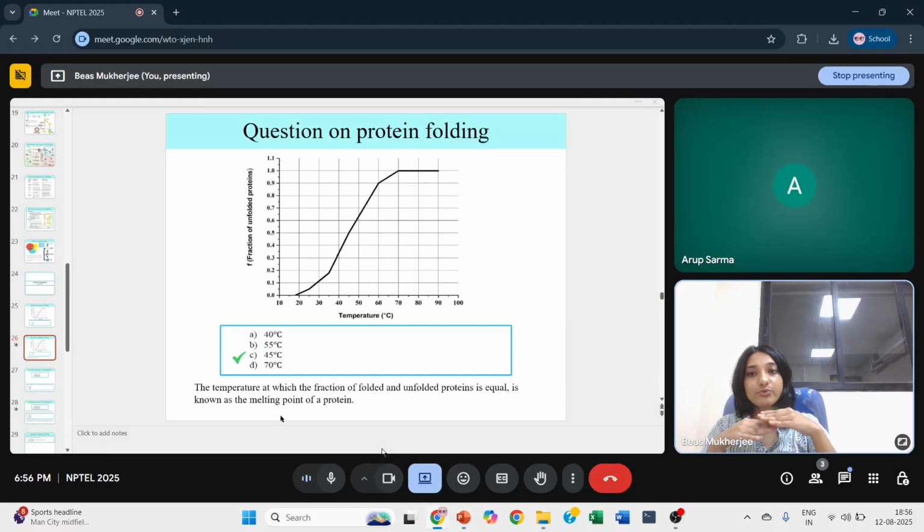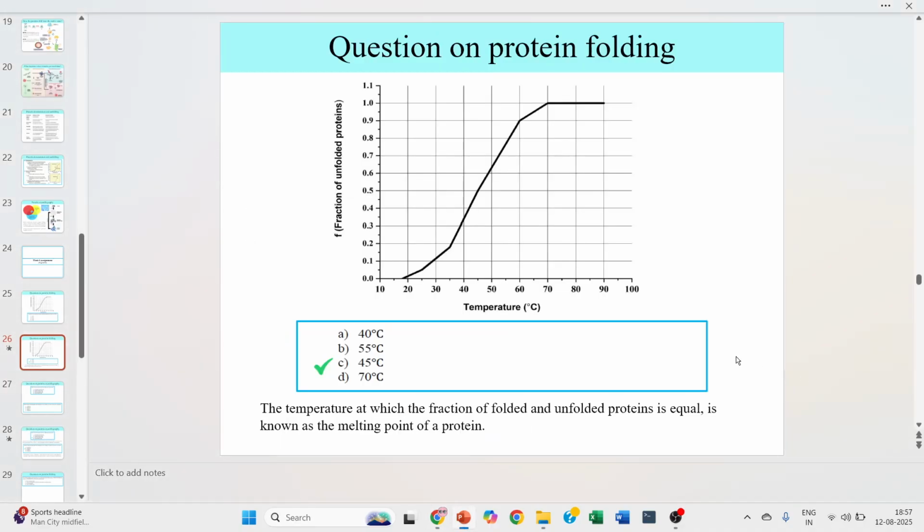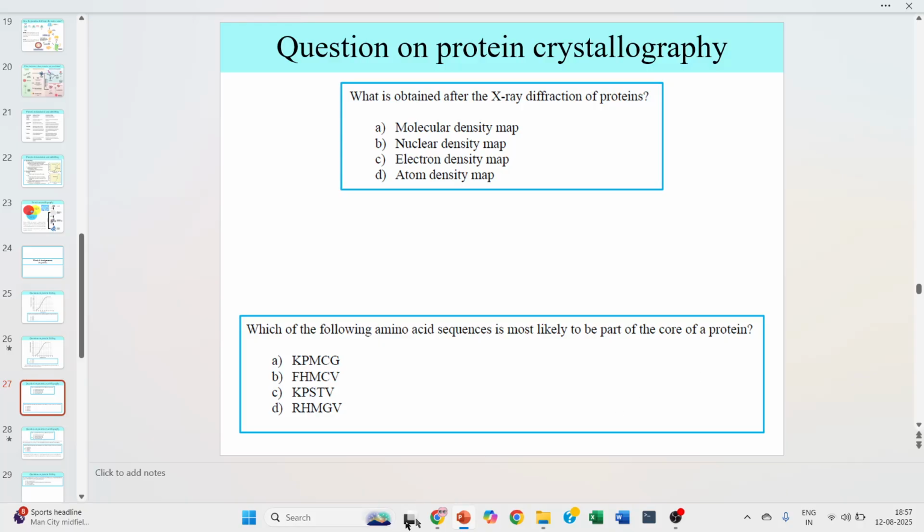See, the values are going from 0 to 1. And so if you go to 0.5, that is 50%. Then if you come to this point, draw the line and make it meet the x-axis, you will see that it meets at 45 degrees. So at 45 degrees, half of the protein is unfolded. Half the population of the protein is unfolded, right? So its melting temperature is 45.